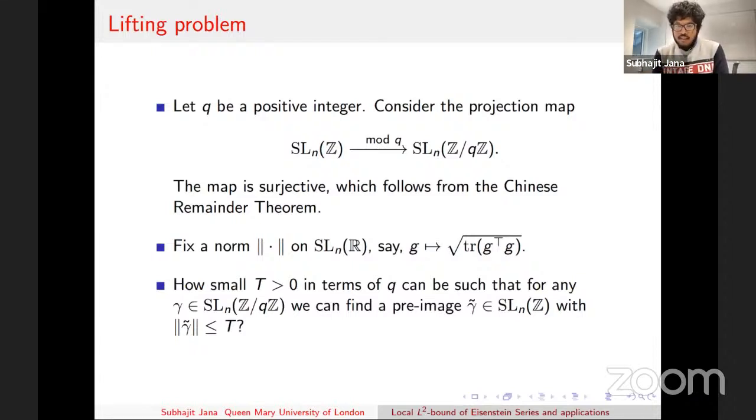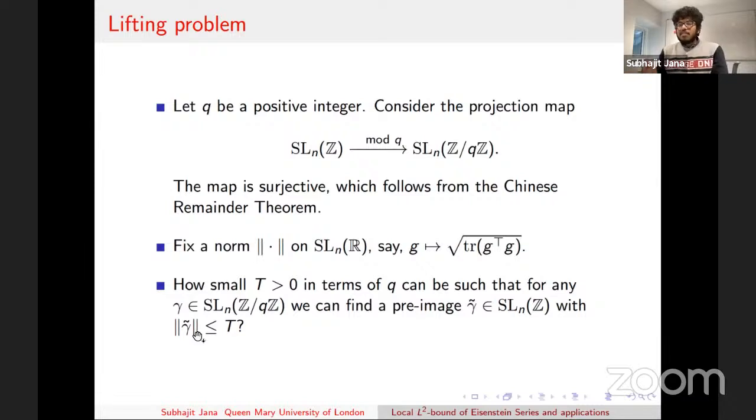So let us ask this question. Pick a matrix here, gamma. We want to understand the pre-image of gamma whose norm is bounded by T. So the question is the following: how small can T be, so that for every gamma in SLNZ mod QZ we can find a pre-image gamma tilde whose norm is bounded by T?